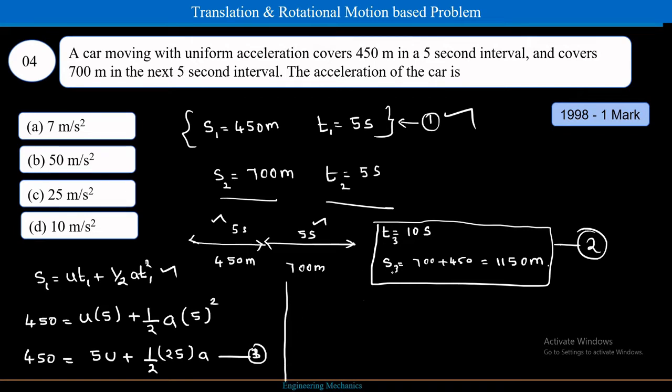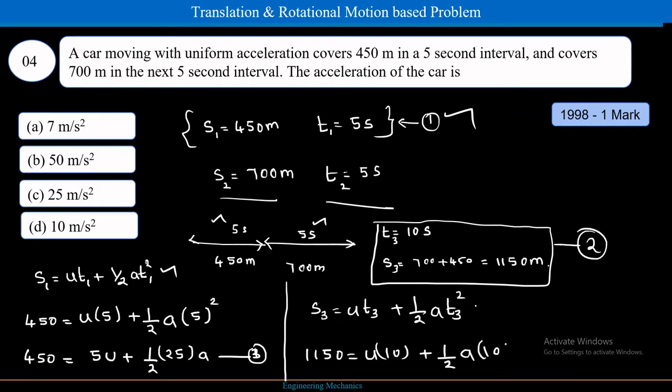Now let's say this is t3, s3. Okay, so I can say s3, which is equal to u t3 plus half into a t3 square. So what is s3? It is 1150, which is equal to u into 10 plus half into a into t3, which is nothing but 10. So what I will get, 1150 is equal to 10u plus 100 divided by 2 into a. This is going to be my fourth equation.